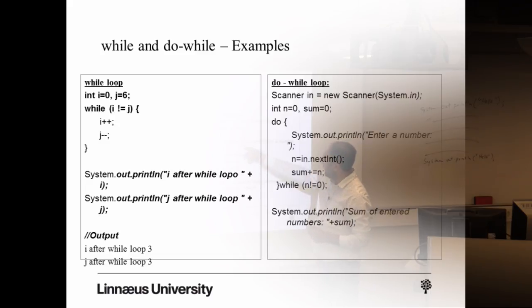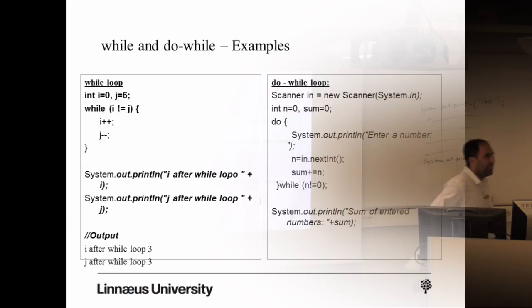Within that loop we ask the user to enter a number, and then we read it by calling in.nextInt, and we add that number to a sum. In the condition we check while n is not equal to 0. This means the loop will keep executing until the user enters a value of 0. We don't know how many times the loop will execute: maybe 5, 6, 7, or 8 times, depending on when the user enters 0.